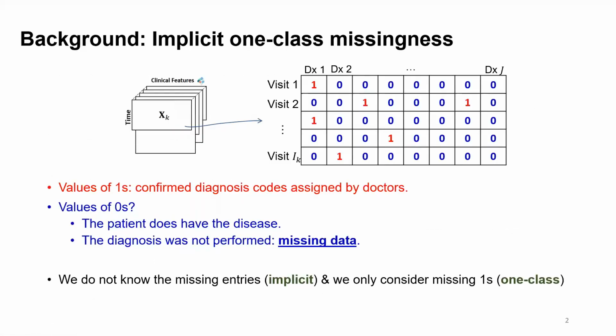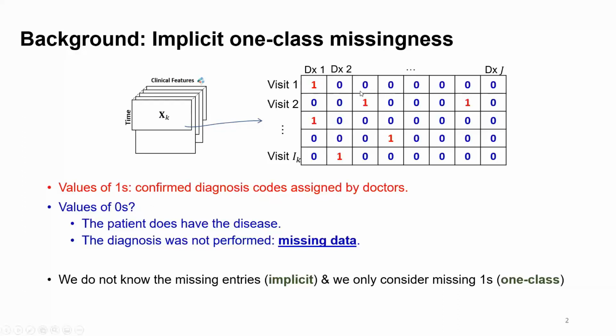However, in real-world scenarios, we often have missing data, which is in general inevitable. Here, for the binary data, we are often facing one-class missingness. For example, here the value of ones in this irregular tensor represents the confirmed diagnosis codes assigned by the doctors. For example, in the first visit, this patient had the first diagnosis.